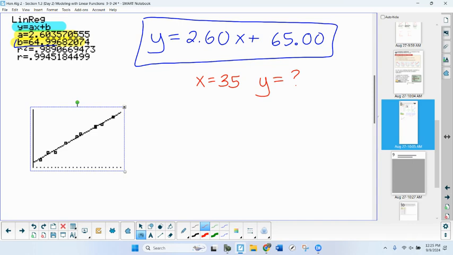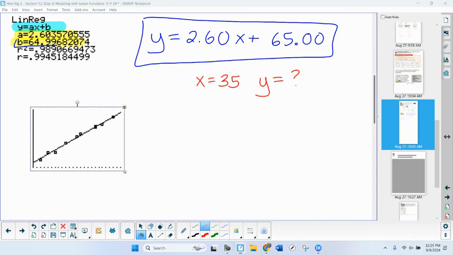Now you're following your blue paper. If you know X and are trying to find Y, is that what we have? We know X, right? And we're trying to find Y. Isn't that what we have here? We know X is 35. We're trying to find Y.